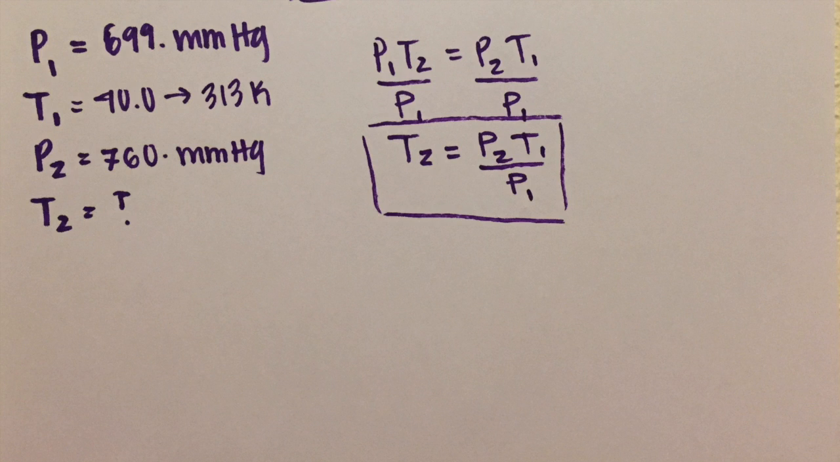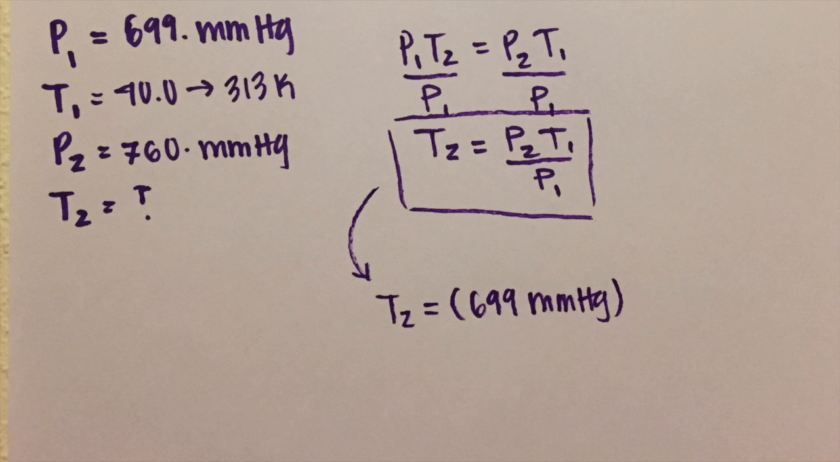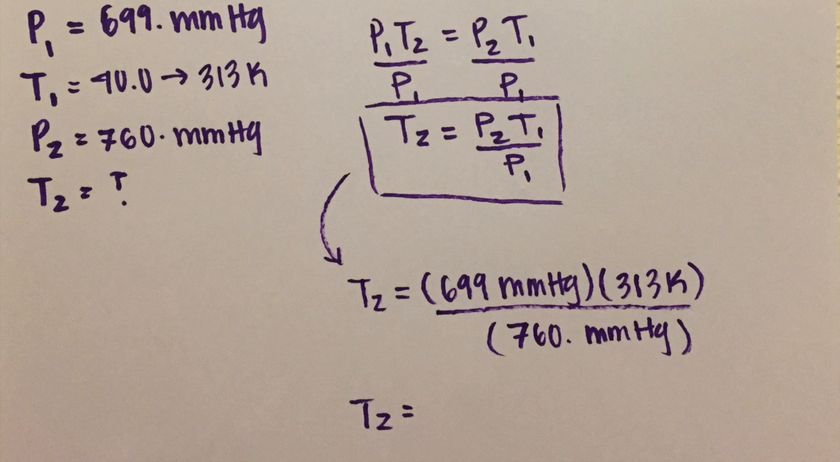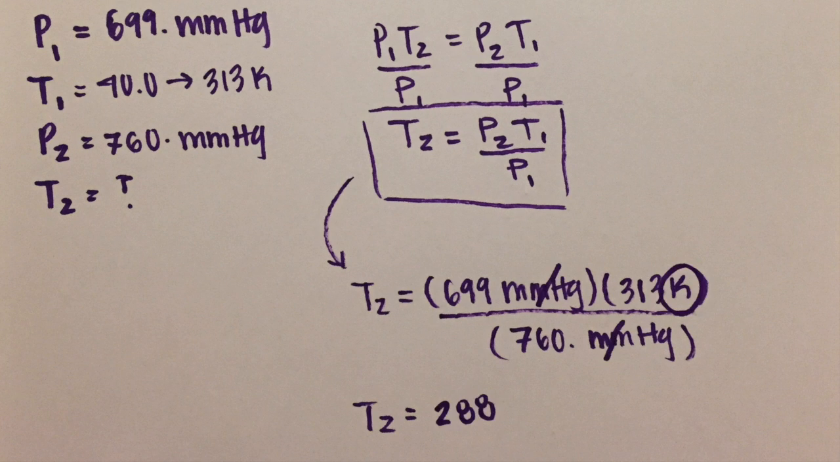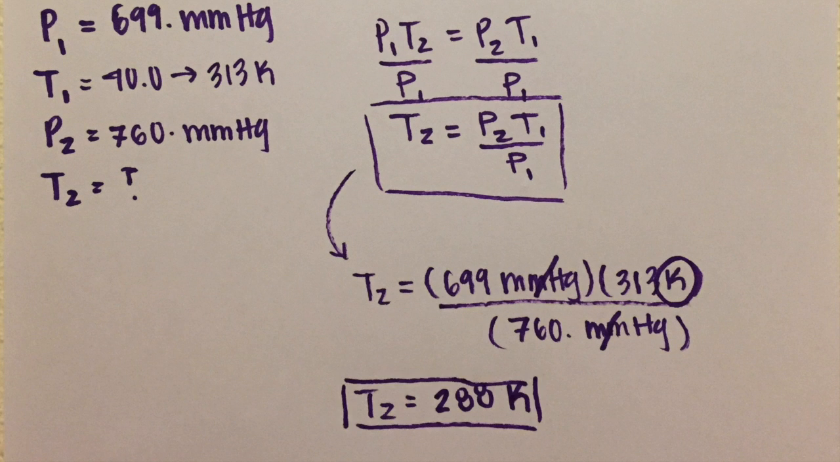Finally, rearrange the formula into what you're looking for. In this case, temperature 2. Plug in your pressure 1, then your temperature 1, and then finally pressure 2. Your answer with sig figs should be 288 Kelvin.